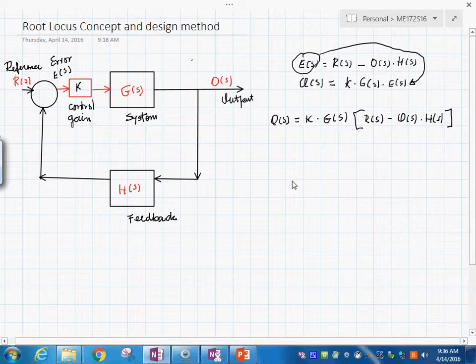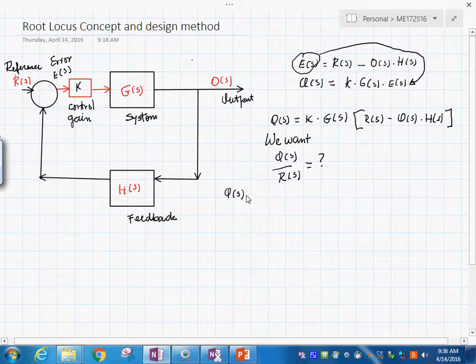Let's keep expanding this and try to find a transfer function between the output and the input. So that you know where we're going, we want some sort of relationship between these two. This is what we want. So let's keep with what we have up there.